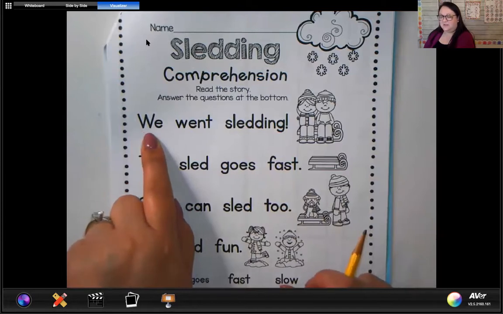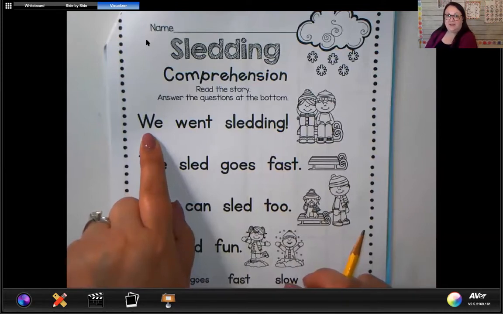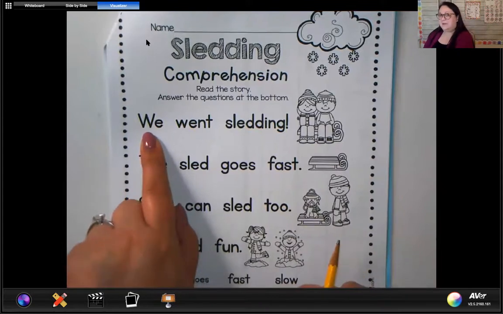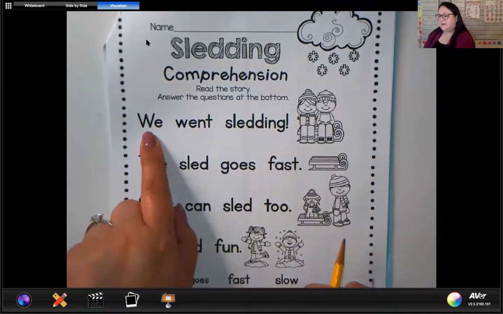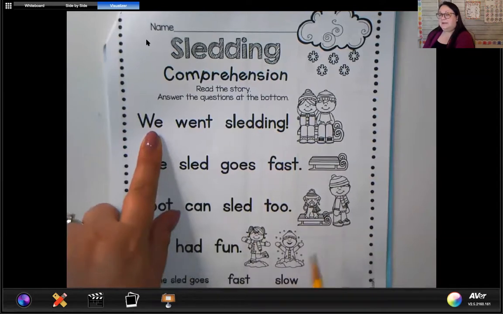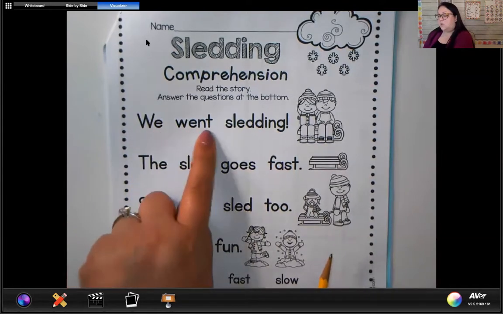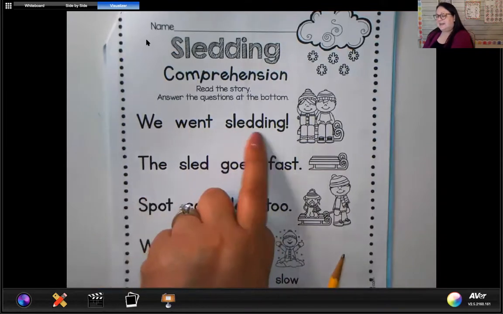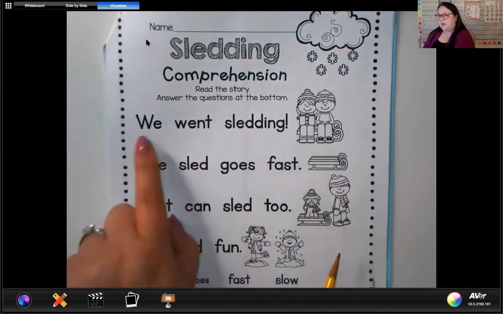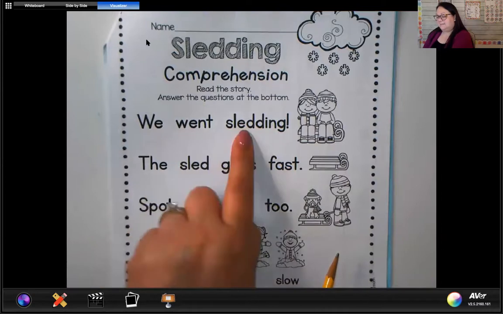Now follow along with your finger, even if you can't read it. I want you to try and follow along and keep up with Mrs. R, okay? And if you can't read it, then just read along with me. Here we go. Get your mouth ready, get your eyes ready by looking at the word, and get your finger ready by pointing. Here we go. We went sledding. That's that great big new word. We went sledding. Okay.